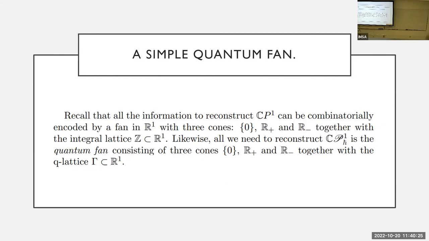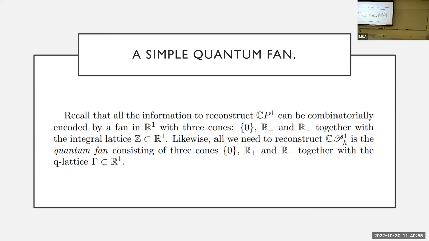Likewise, now I will deform by h bar. It's a quantum fan consisting of the same cones. This is the same quantum fan, except that the lattice is not Z, it's Gamma, where Gamma could be generated by 1 and the square root of 2, for example, or by 1 and h bar, the Planck's constant, in the Weyl algebra that appears in quantum mechanics.